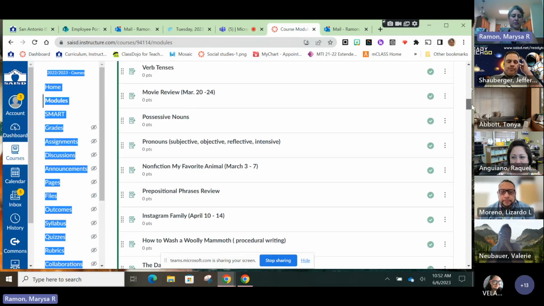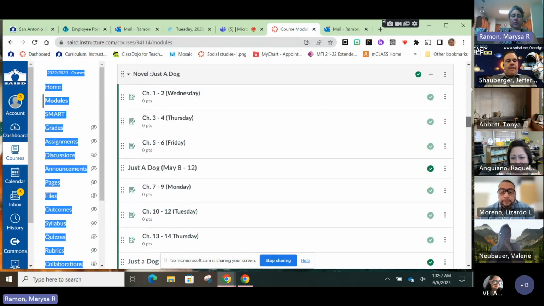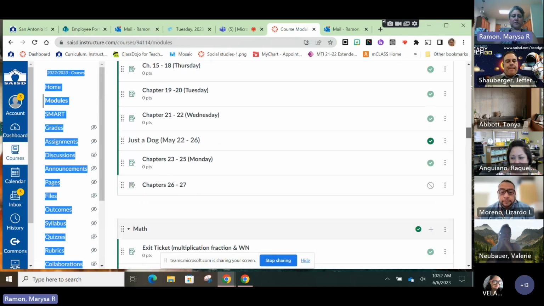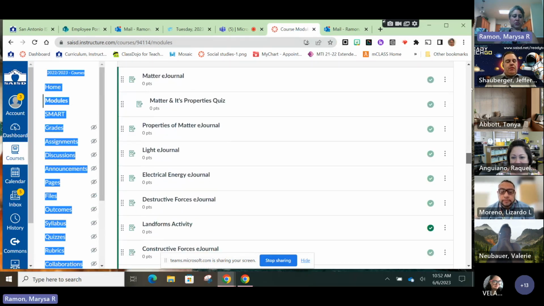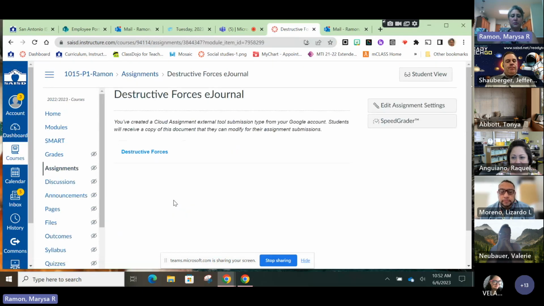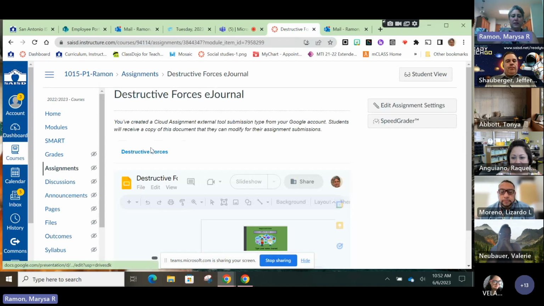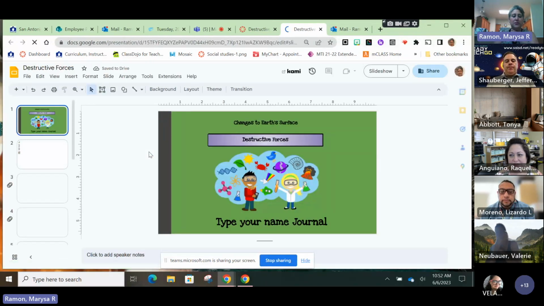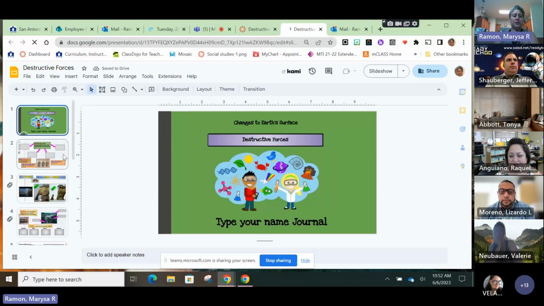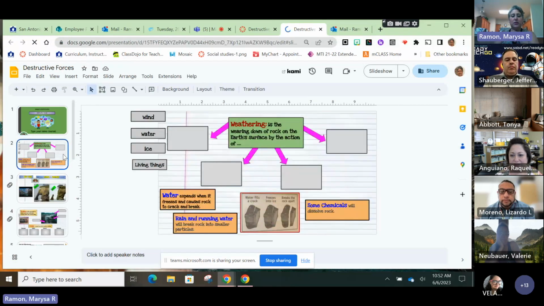The language arts, and then their novel. The last novel we did was Just a Dog. And any math that I put in, and their science journals as well. Destructive Forces, I have my e-journals in here. We still do our interactive journals, but I've got my e-journals in here so that they're doing some drag and drop, and they're typing in answers and so forth, just to kind of get them ready for STAR and all of that.